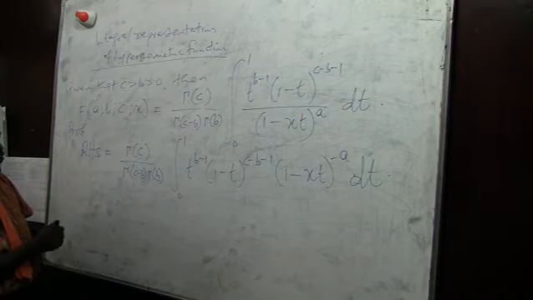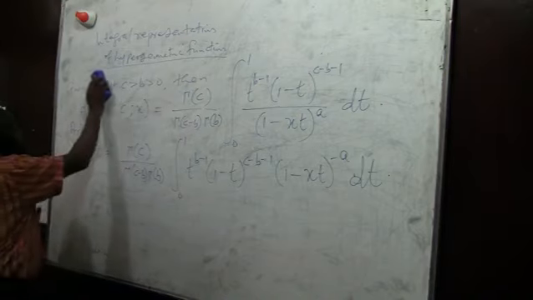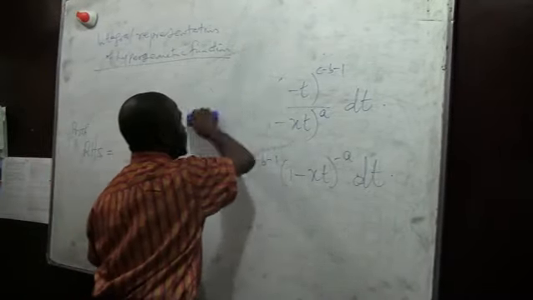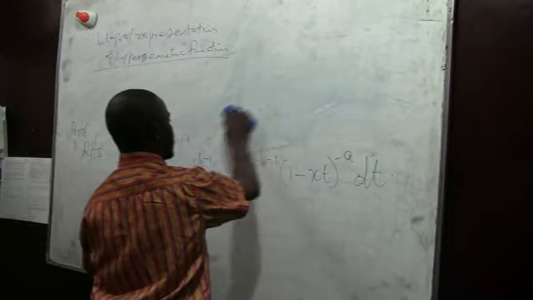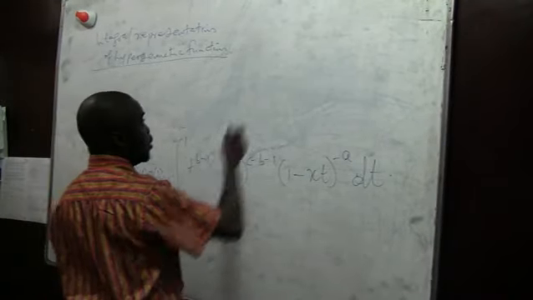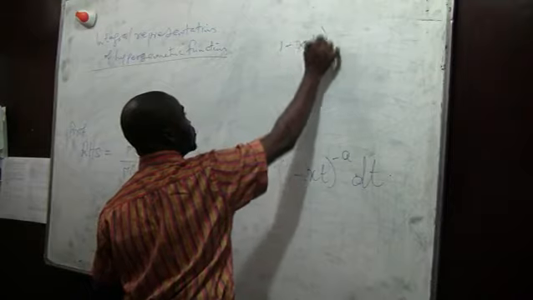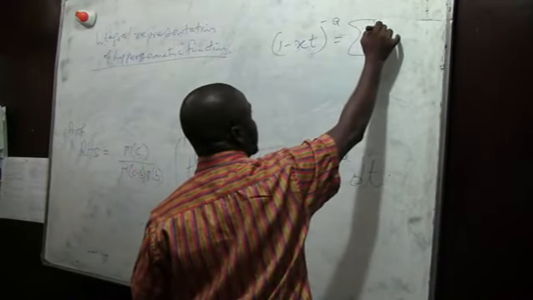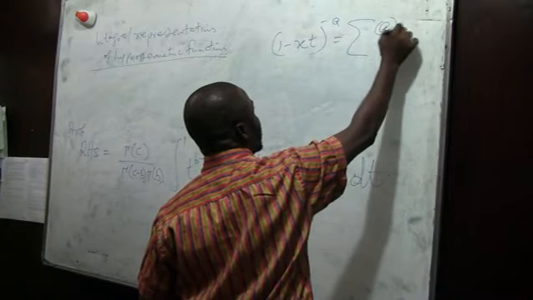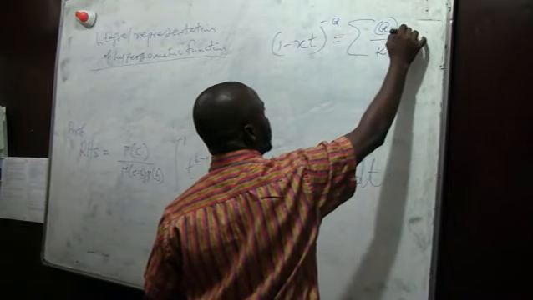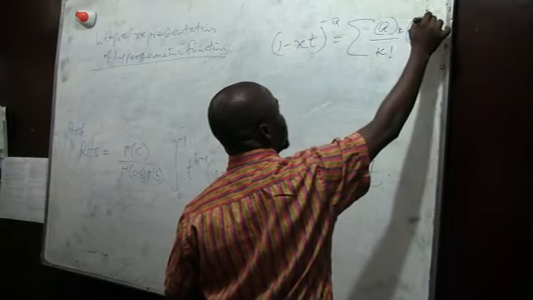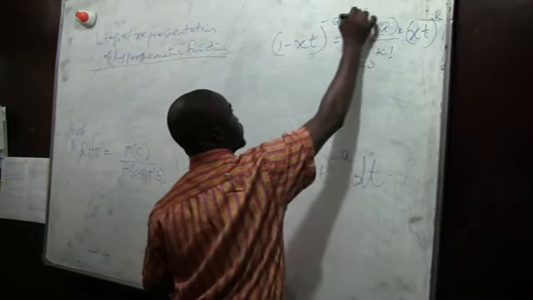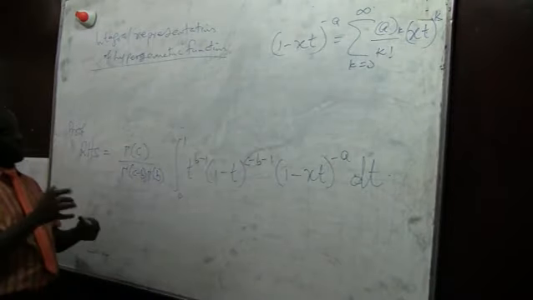By binomial expansion, 1 minus xt raised to the power minus a becomes the summation of a sub k over k factorial, x raised to the power k. We did a similar thing last week. That's what we are going to have.